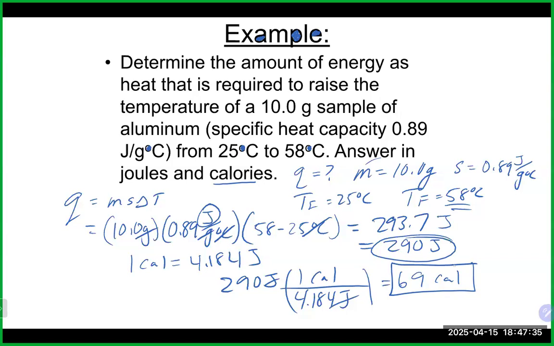This is an endothermic process, right? And we know that as well because here we see our temperature actually rise. Our temperature went up from 25 to 58. The only way that could happen is if it gains some energy to cause the temperature to increase in this case. Any questions on that?